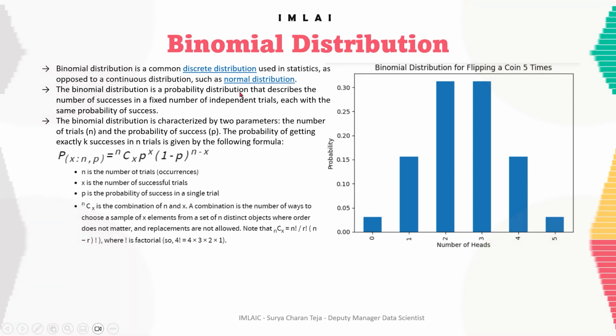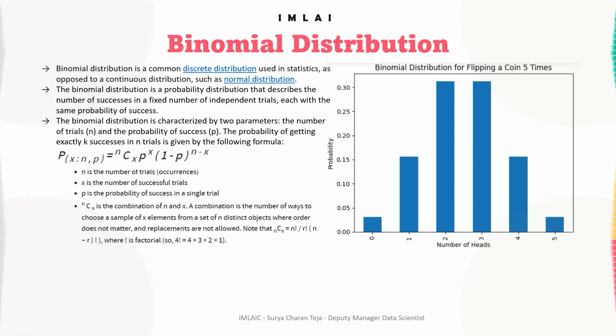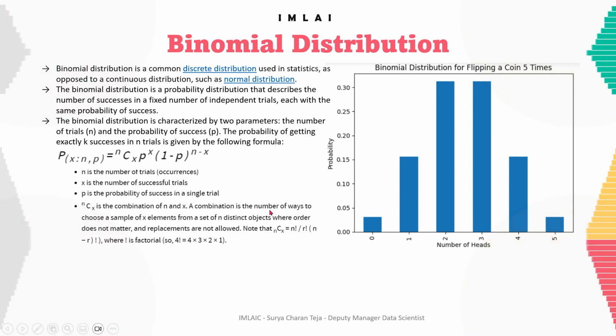A combination is the number of ways to choose a sample of x elements from a set of n distinct objects where order does not matter. If order does not matter, that is a combination. If order matters, that's a permutation. And replacements are not allowed. A selection done with replacement is called bootstrapping. If it is without replacement, obviously that's a combination.